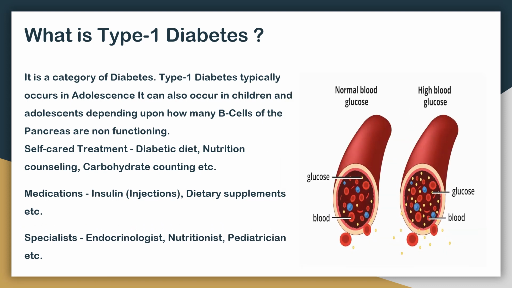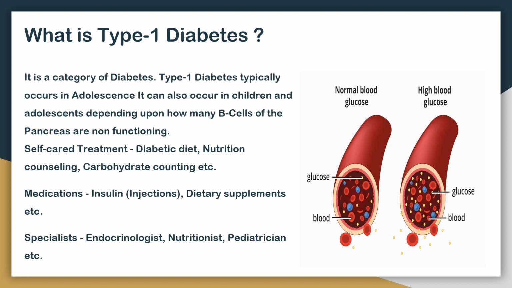Now, after understanding the categories of diabetes and some common symptoms, we move on to type 1 diabetes. What is type 1 diabetes? It is the first and foremost category of diabetes. We can say it is level 1 of diabetes. If you are a diabetic patient, then the starter is type 1.